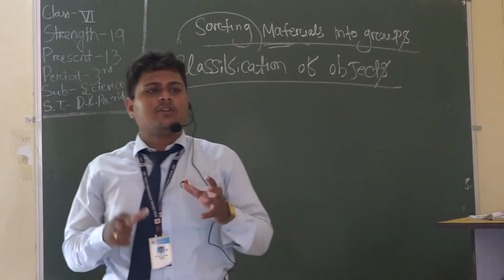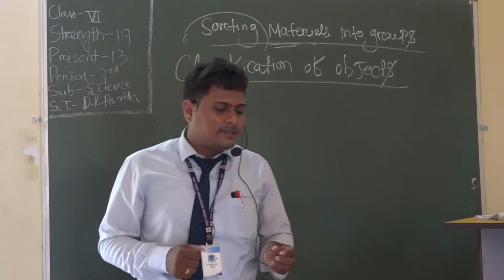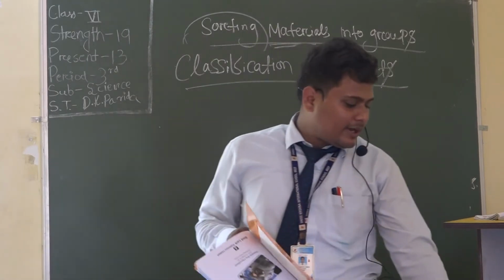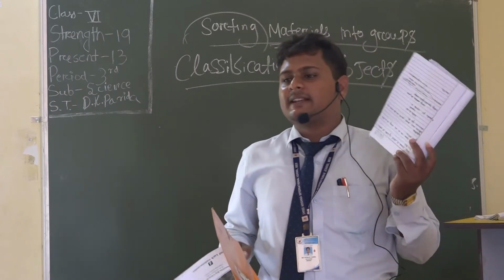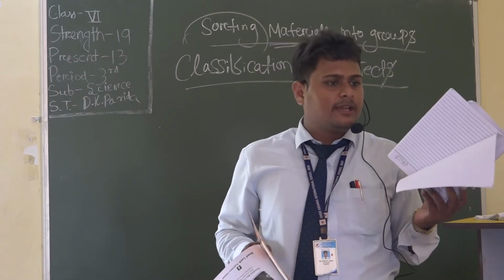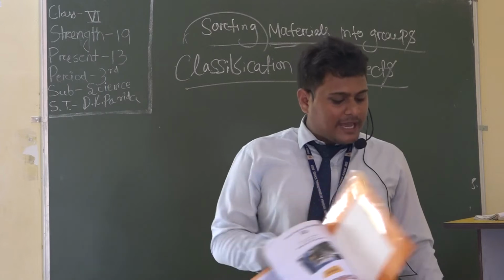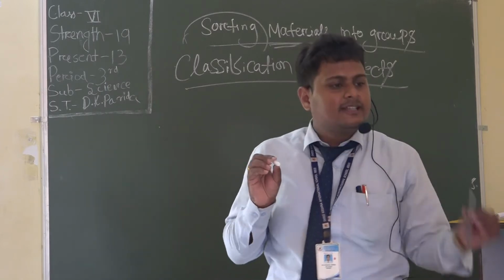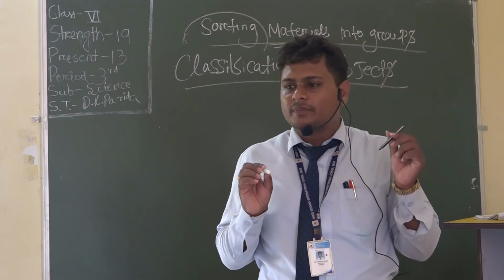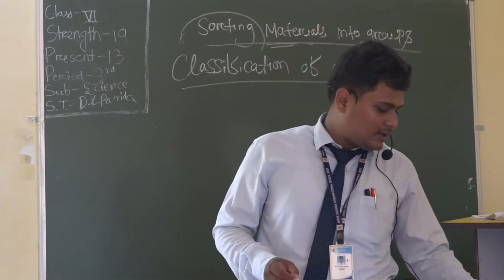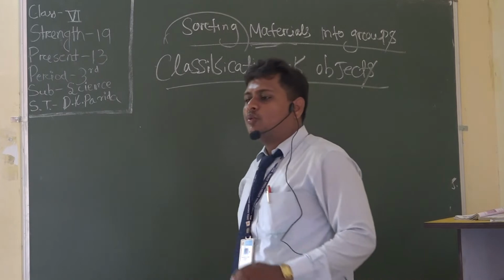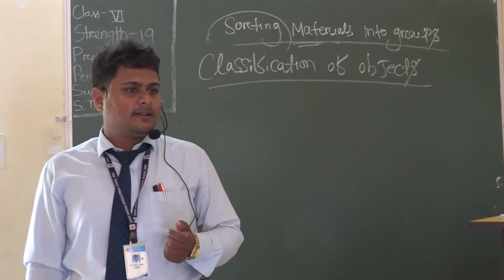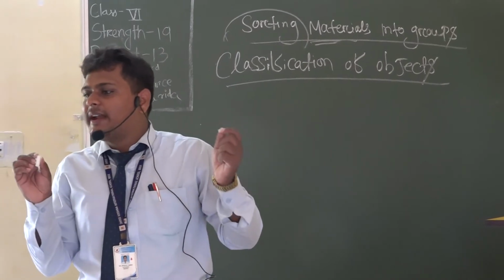Okay, so classification. Suppose in our surroundings different things are there. So this is a book. If I show this one, I will say that it is a book. You will agree with me? Suppose I am telling that this is a chalk. If I say that it is a chalk, will you agree with me? So why are you not agreeing with me? Because we have classified something. Okay, how are we classifying? It is a chalk, it is a pen.